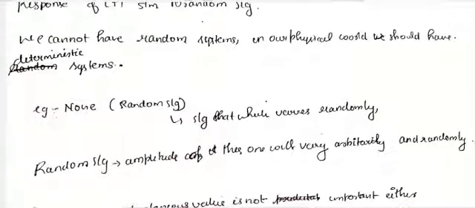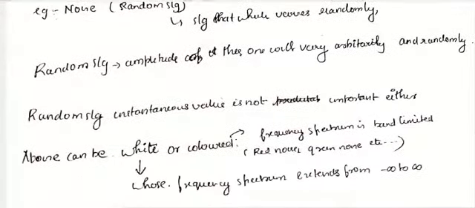Okay. So, we'll start with the first topic. What is a random signal? A random signal is one whose amplitude at any instant of time cannot be determined. For example, noise is a random signal. That is, a signal which varies randomly is known as a random signal. So, that is the definition of a random signal.